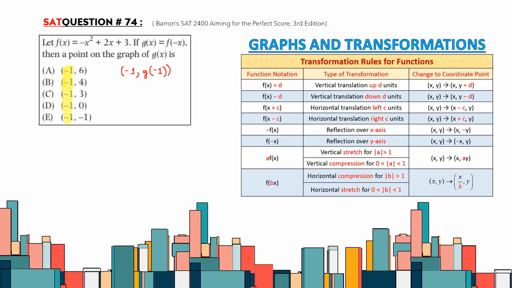We have three ways to solve this problem. The first one, we don't care about anything, just plug in. To find g of x, we do f of negative x, and we plug in: negative, open parenthesis, negative x, squared, plus 2 times negative x plus 3. Whenever we see x, we plug in negative x.